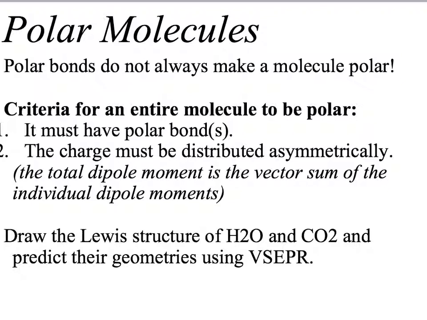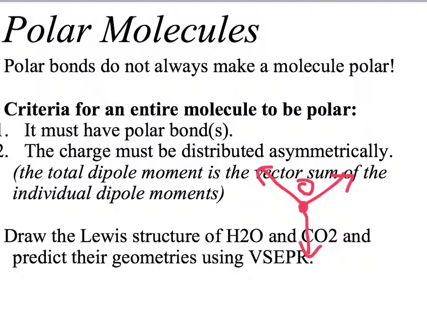So if we have those different charges pointed symmetrically, as an example, if here's my central atom, and I have 3 polar bonds here, and they're all pointed symmetrically at 120 degrees, then the vector sum of those is going to be 0. So this molecule right here would not be polar.